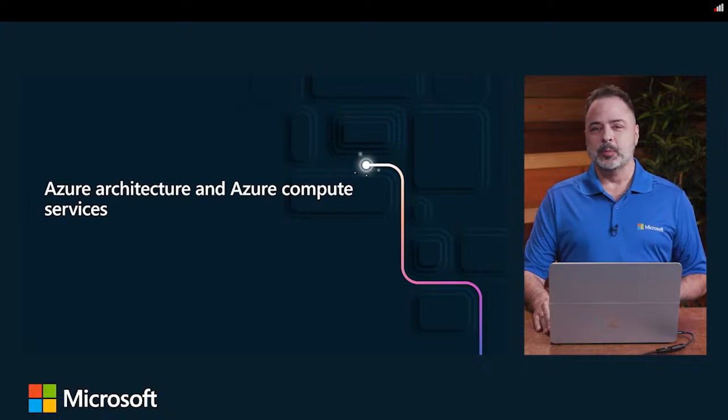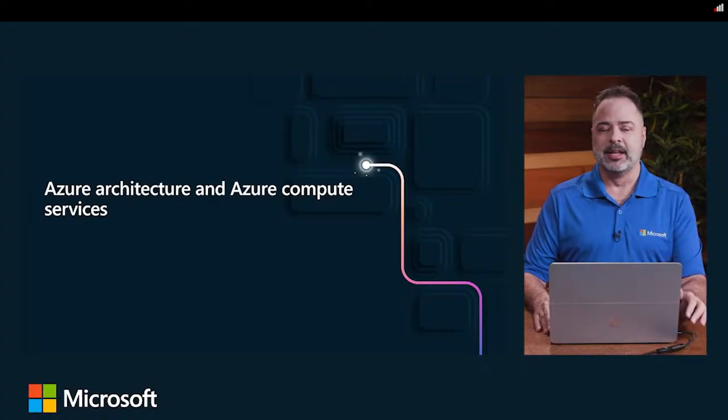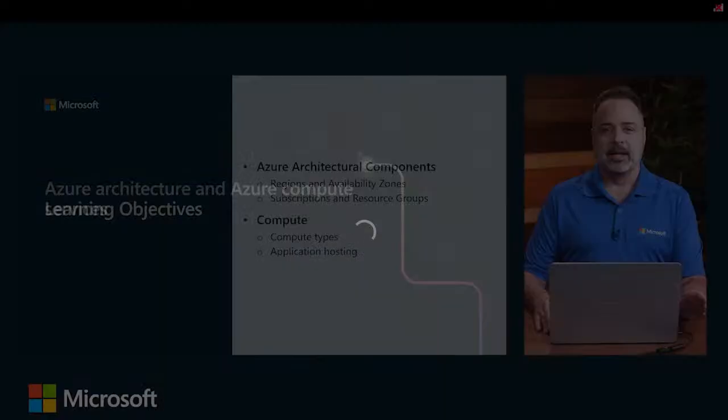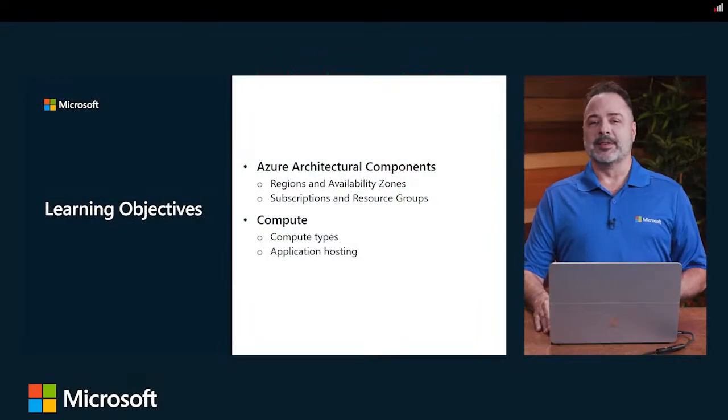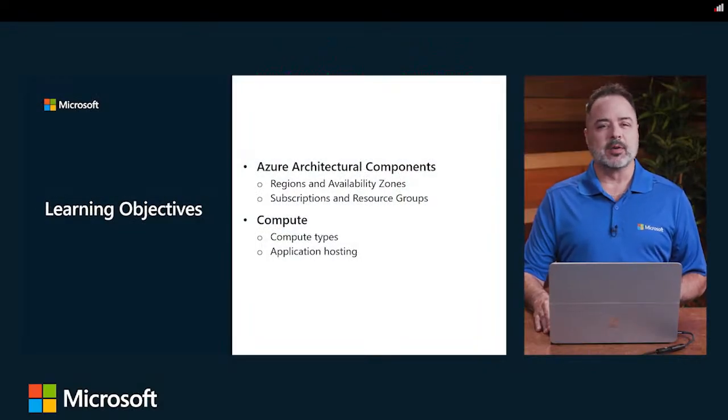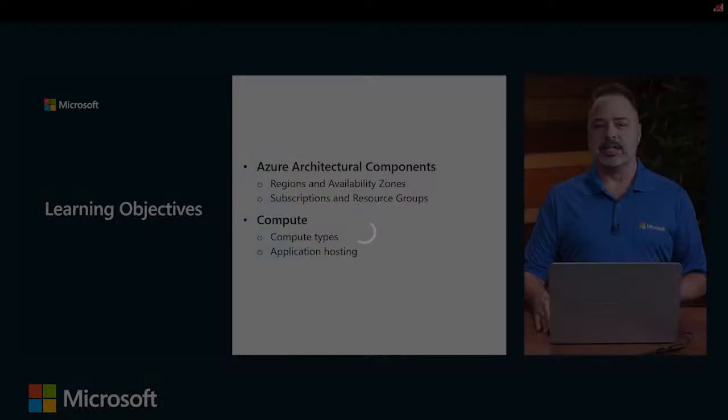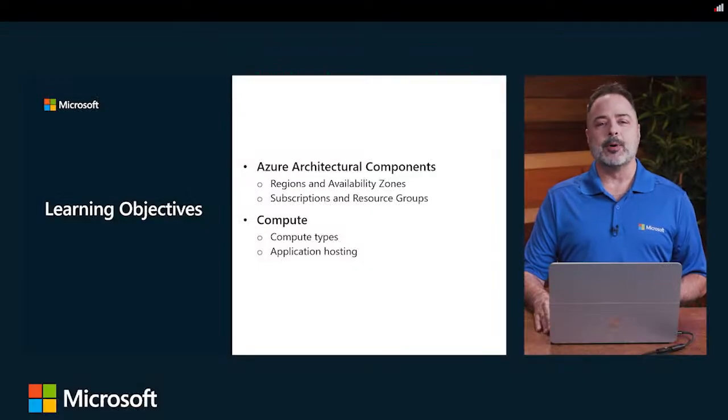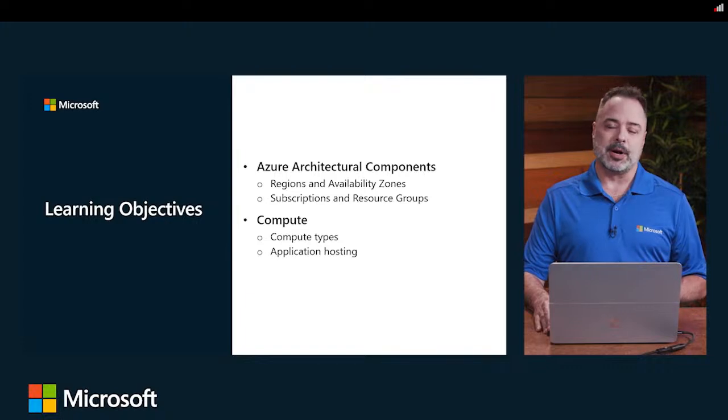Welcome back from the break. In this session, we'll be discussing some of the core Azure architectural components, as well as introduce different compute options within Azure. More specifically, in our first learning objective on Azure architectural components, we'll cover what regions and availability zones are, followed by what subscriptions and resource groups are.